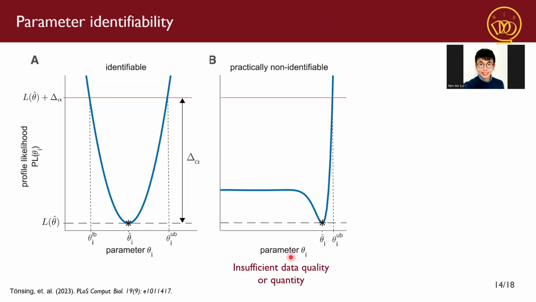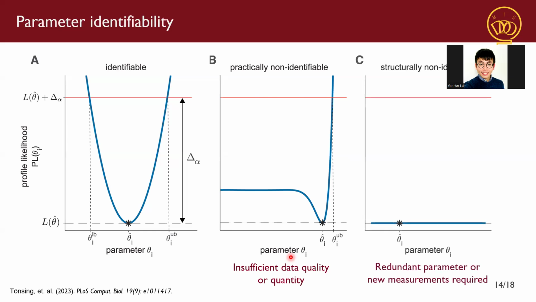The last type of behavior is so-called structurally non-identifiable parameters, where both sides never reach the significance threshold. What this tells you is that these parameters might be redundant in your model, so you can maybe drop them from your model. Or if you really want to identify these parameters, then you might have to include some new measurements to close these confidence regions.